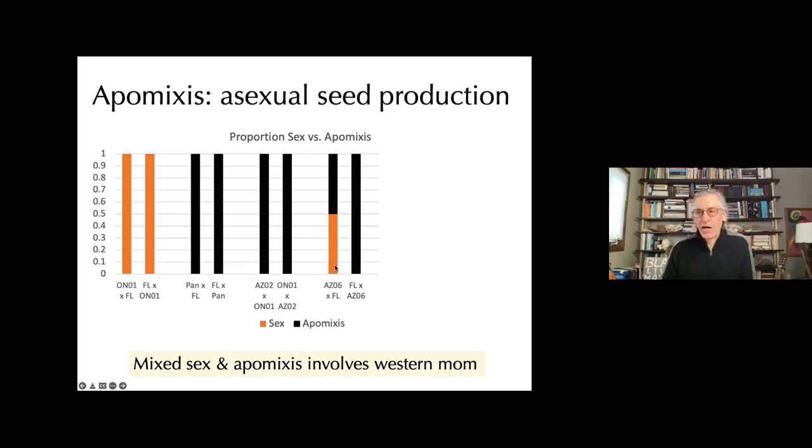The reverse cross, half of the offspring are apomictic and half are sexual, half are true hybrids. So that's Florida dad, Arizona mom. Similarly with Arizona and Panama within the West. One direction is all sexual in this case, and the other direction is partly sexual and partly apomictic.